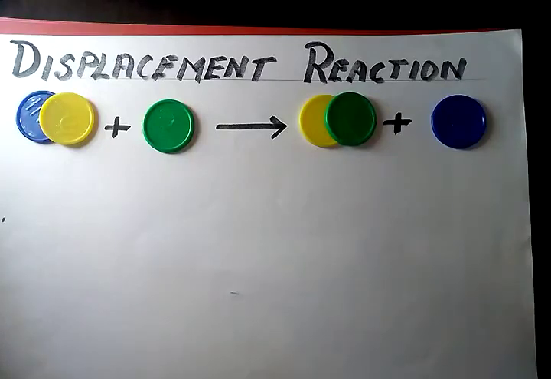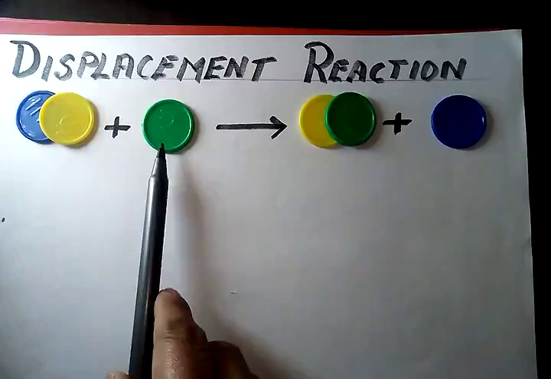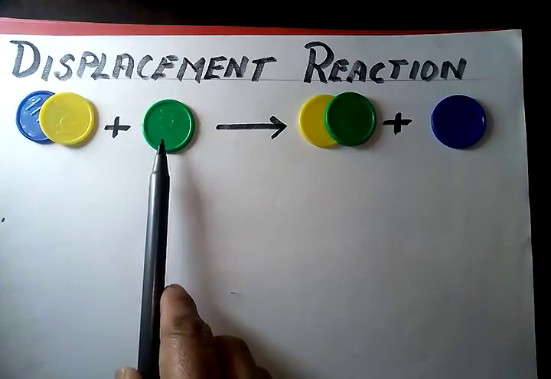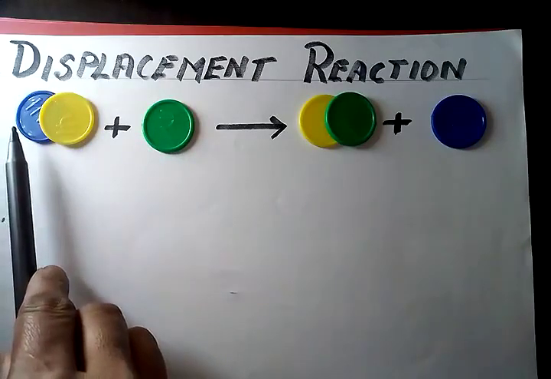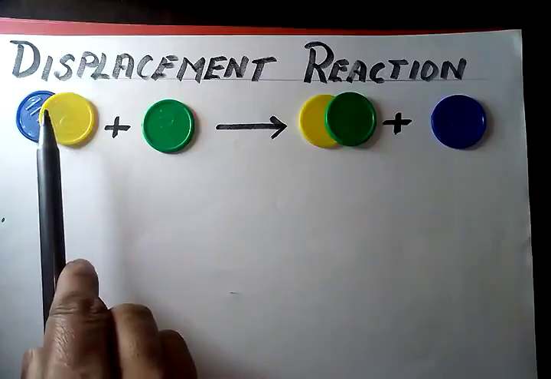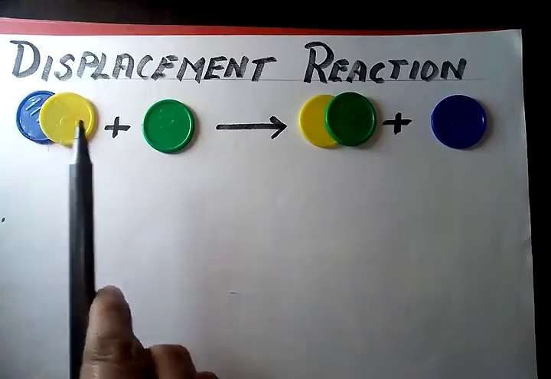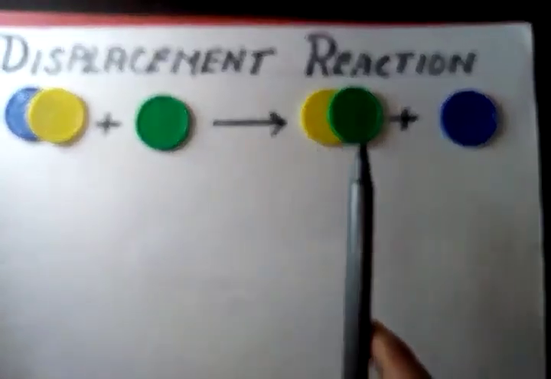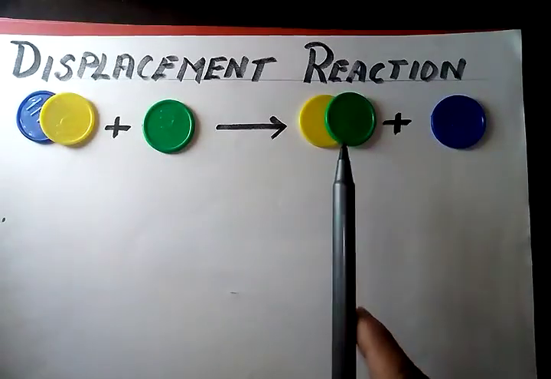Displacement reaction. In this reaction, we generally have a highly active element which has the capacity to displace a less active element from a given compound. The element which is represented in green is more active than the element which is represented in blue. These are generally cations, which have the capacity of displacing one cation from another. So you can observe the change in the color here.